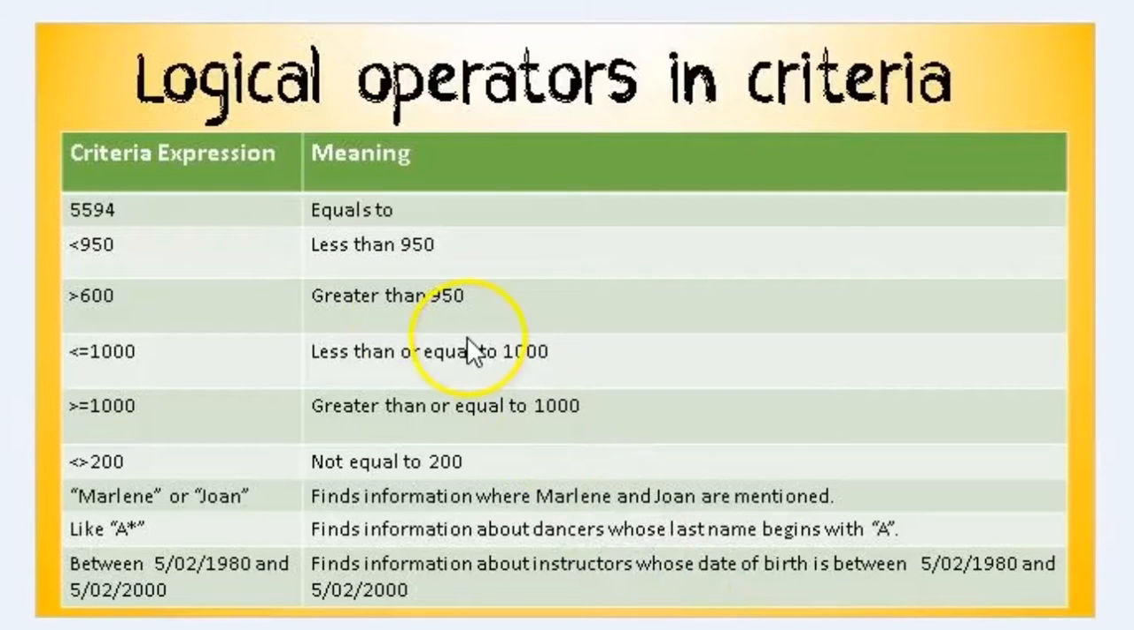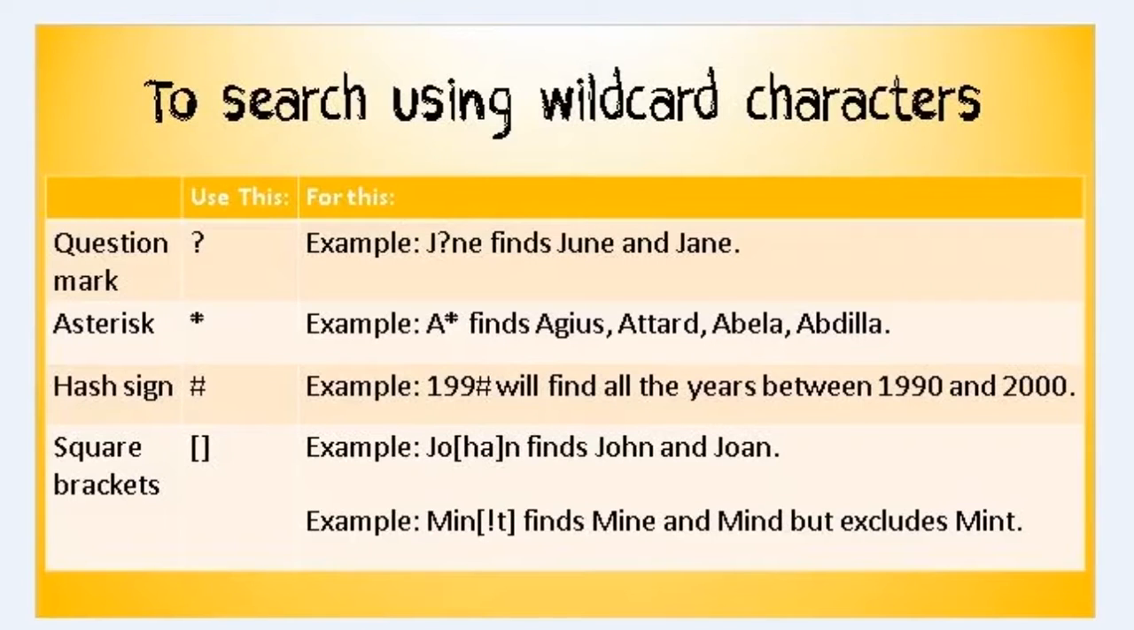These are some examples of criteria. Equals to, less than, greater than, less than or equal to, greater than or equal to, not equal to, finding information where two keywords are mentioned, and dates. Apart from logical operations, wildcard characters can be used in queries.